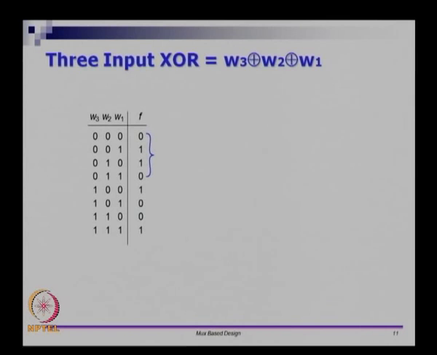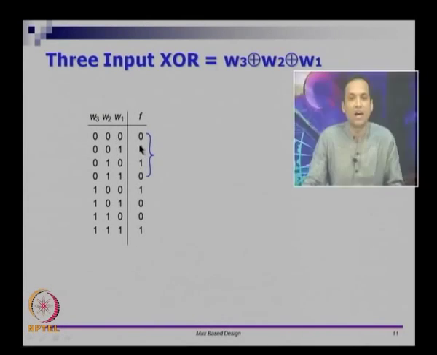So I am going to do something slightly different from what I did so far. I am going to take 4 rows at a time, instead of 2 rows at a time. If you look at these top 4 rows, you see what is remaining constant. W3 is held at 0, whereas W2 and W1 are changing. There are different combinations of W2, W1 here. So I am going to write F in terms of W2 and W1.